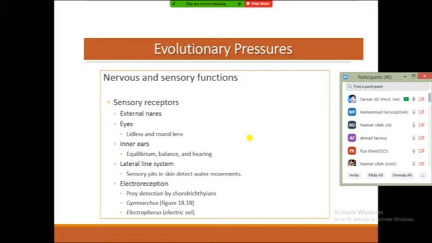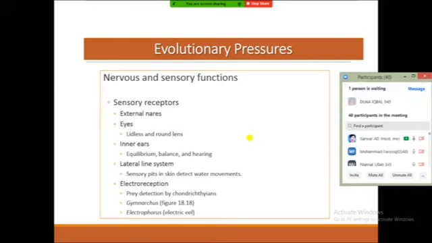This contains sensory pits in the skin which detect different types of water movement, and the lateral line system also tells the organism the presence of other organisms passing by, which may also be possible or potential predators of the very same organism. And after that, they also possess electroreception. They detect prey by using electroreception.